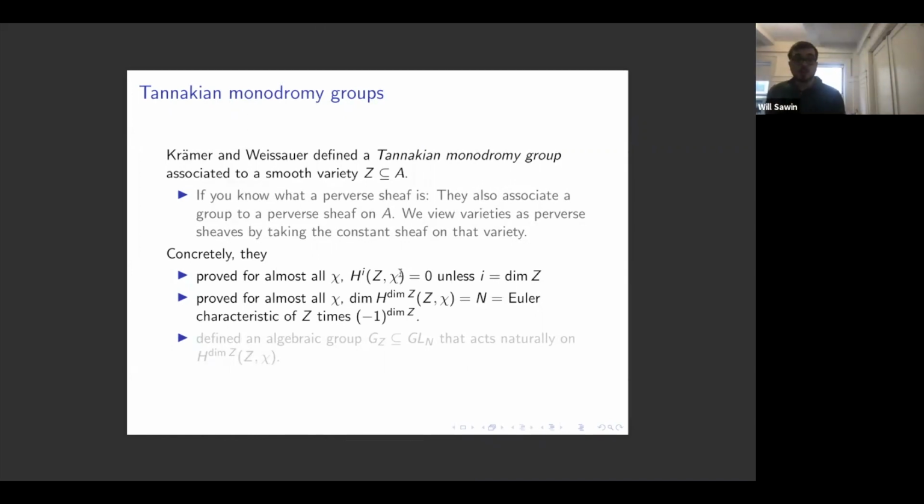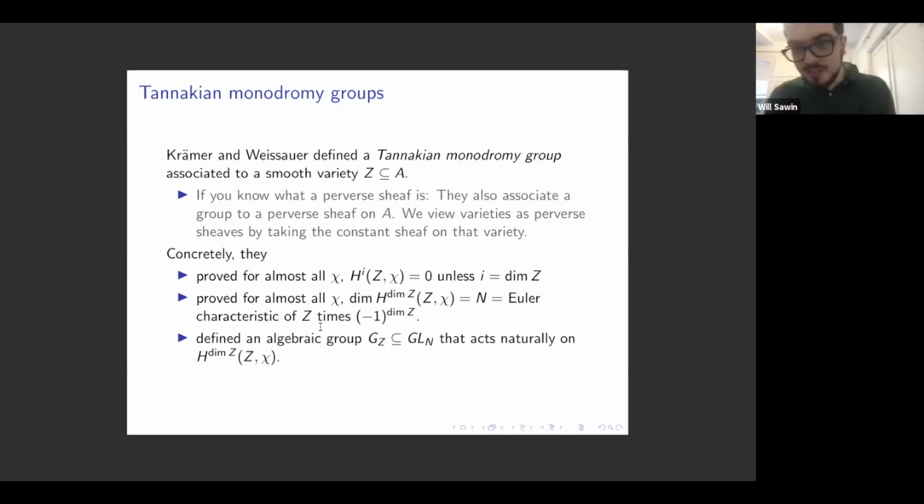And so because these cohomology groups just vanish, you can compute the dimension of the cohomology in the middle degree by an Euler characteristic. It's equal to the Euler characteristic of Z times (-1) to the dim Z. And we'll call that number n. So the dimension of the cohomology group in degree dim Z is always n. So what they really did is they defined an algebraic group, G_Z, the Tannakian monodromy group, inside GL_n that acts naturally on the cohomology group for all sufficiently nice characters chi, for almost all characters chi. So that's what the Tannakian monodromy group is.